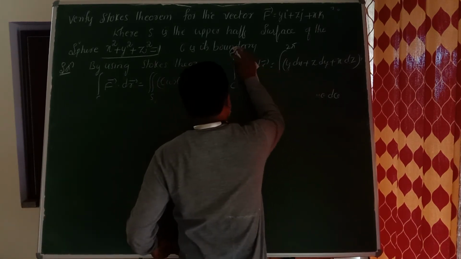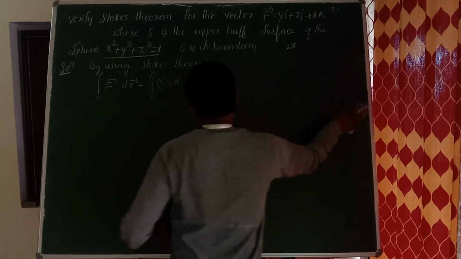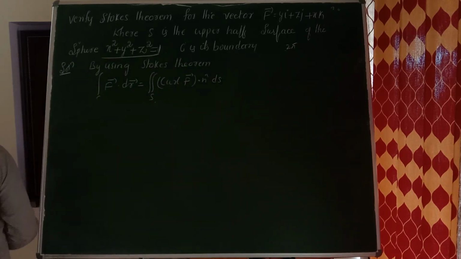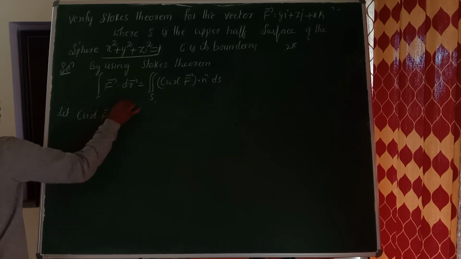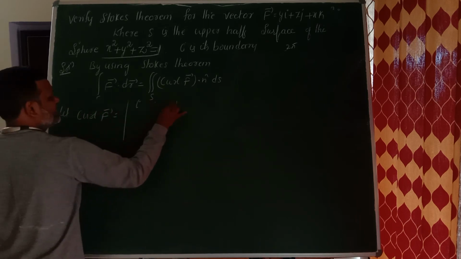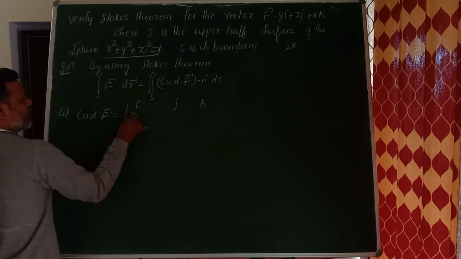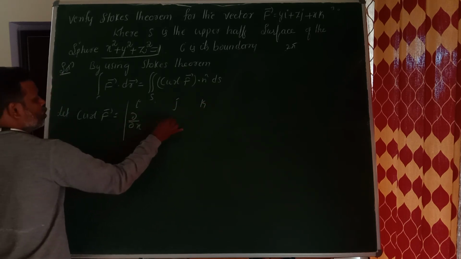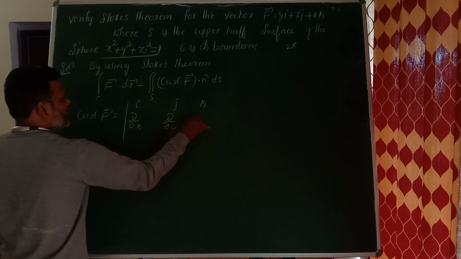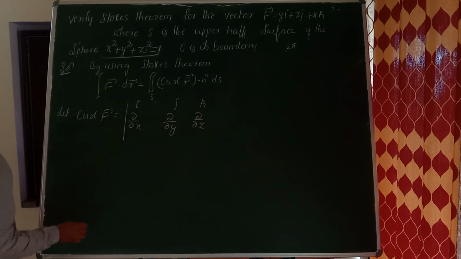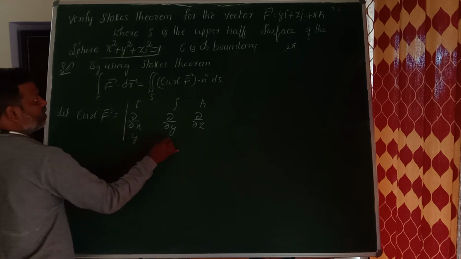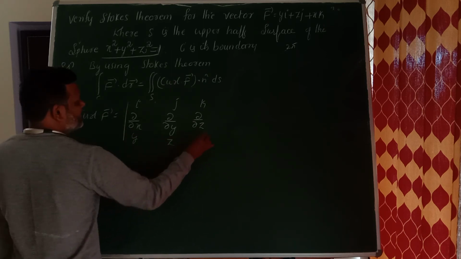What is RHS? First we have to find curl F in the RHS. Curl F is nothing but del cross F. So let curl F be given by the determinant of i, j, k; dou by dou x, dou by dou y, dou by dou z; and the F components. What are the F components? Here y, here z, here x.